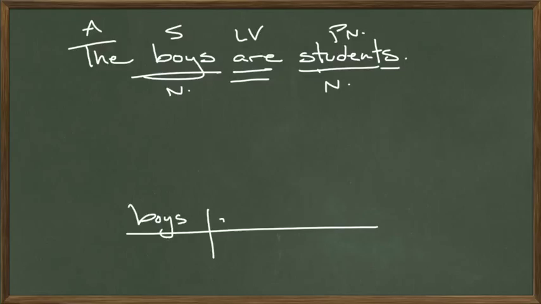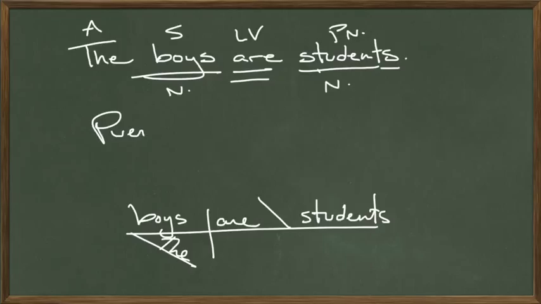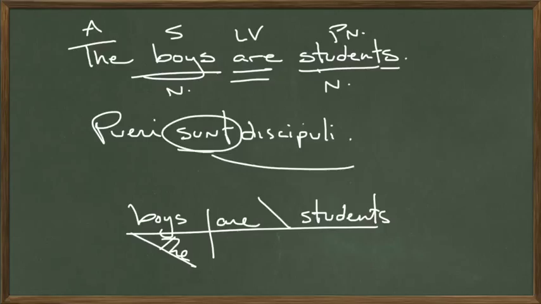Boys are students. The boys are students. We have it diagrammed now. You now know how to diagram a predicate nominative. Translate this into Latin. Pueri sunt discipuli. I think my pen's dying on me. Pueri sunt discipuli. Bad Latin word order. Let's just move sunt to the end. Pueri discipuli sunt.